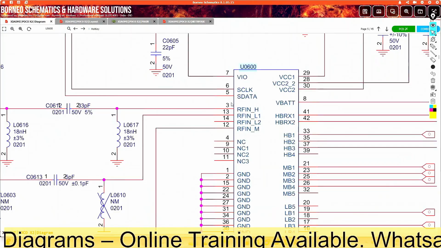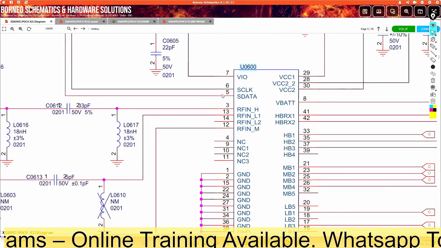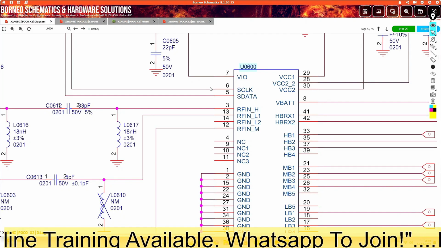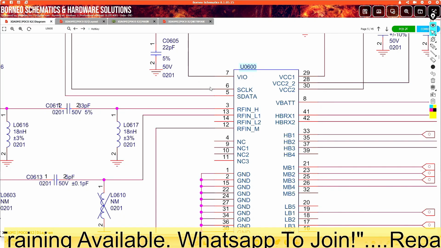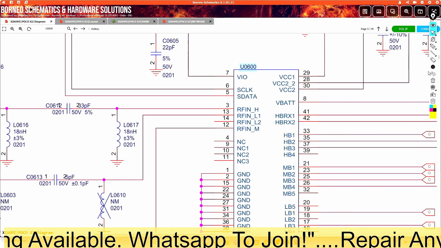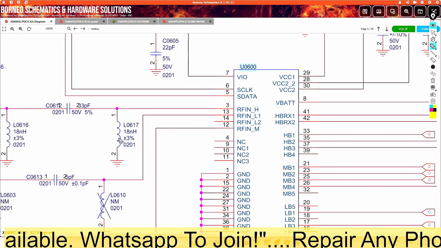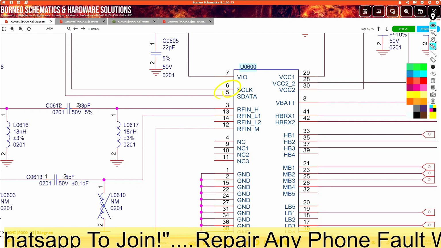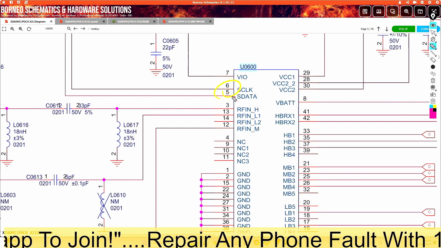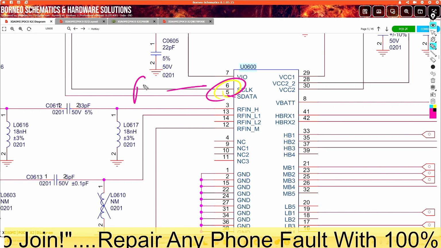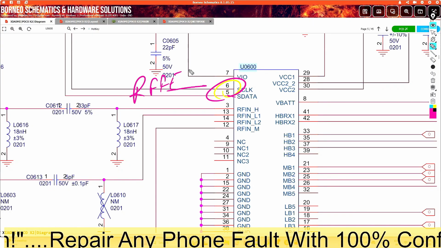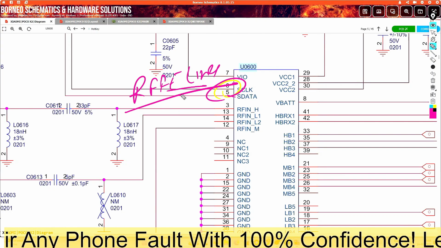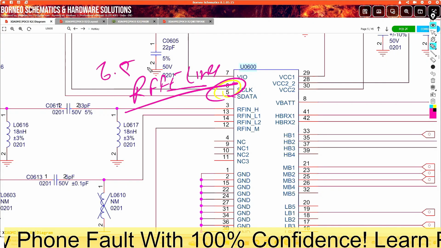So we check these two lines, pin number 6 and 5. These two lines are the RFFE lines. Now we check these two lines, pin number 6 and 5.